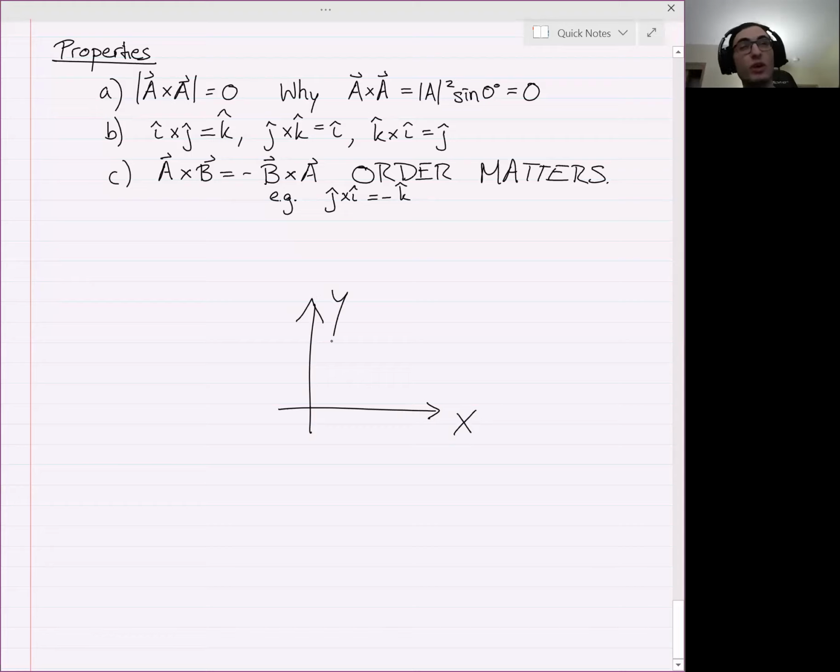That's actually what's known as a right-handed coordinate system, meaning if you take the cross product of the x direction and the y direction, you get the z direction using the right-hand rule. If you wanted to use a left-handed coordinate system, you would say the cross product of x and y gives you the z direction using the left-hand rule. But we just stick with the convention. We choose the right-hand rule, and that's what we stick with.